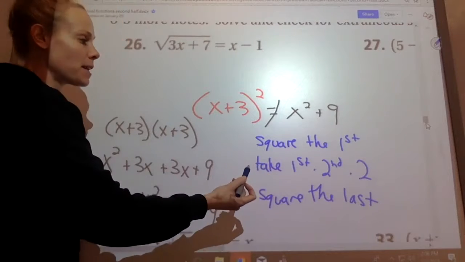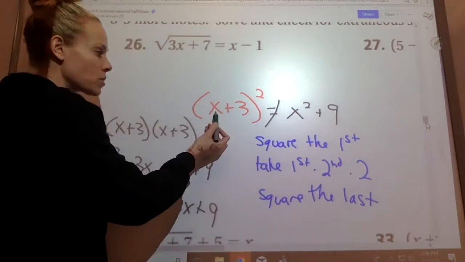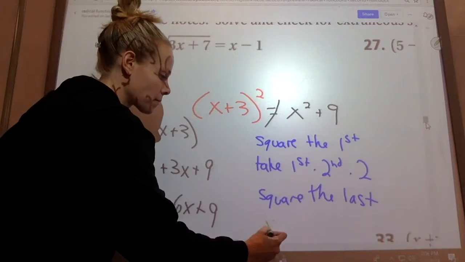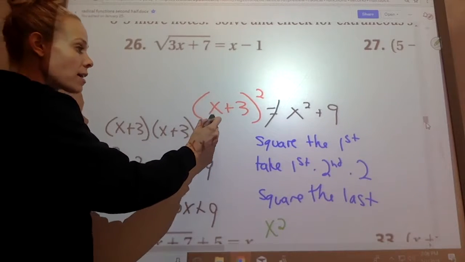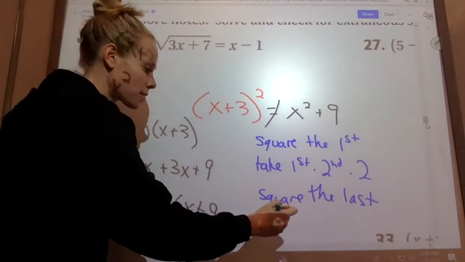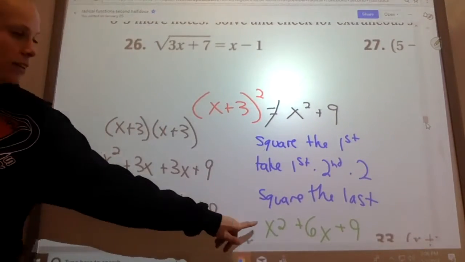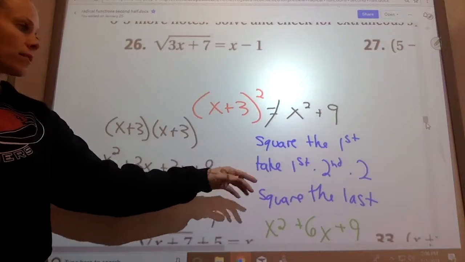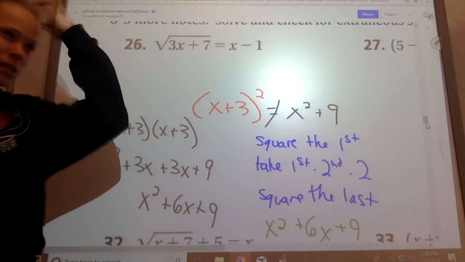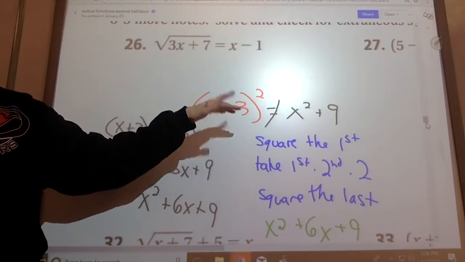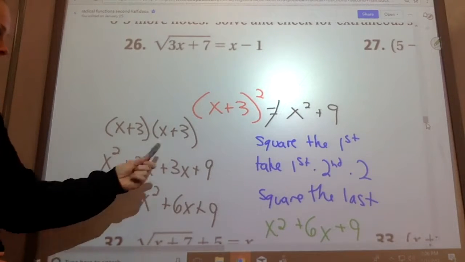Okay, but what does this mean? Square the first means square the first term. So x squared. Take the first times the second times 2. So x times 3 times 2, 6x. Square the last, 9. See how you get the same thing? If you say it a couple of times, it kind of flows so you can remember it easily. Square the first, take the first times second times 2, square the last. And then it makes it go a lot faster than having to write it out in FOIL.